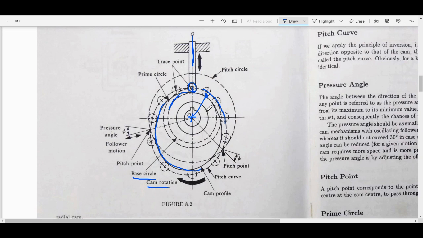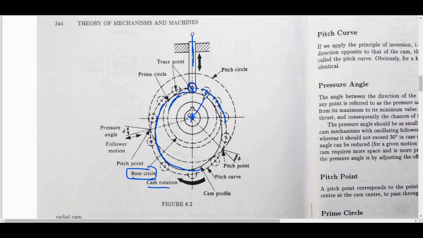So here is the base circle. That is the smallest circle that you can fit, whose center is at the center of the axis of rotation of the cam and which is tangent to the surface of the cam. Now there is a prime circle, which is basically the slightly bigger circle defined by the roller radius and the base circle radius. Okay, there is the pitch curve, which is this entire curve, which we obtain, as I explained, by kinematic inversion. Right, so all of these things are defined here.